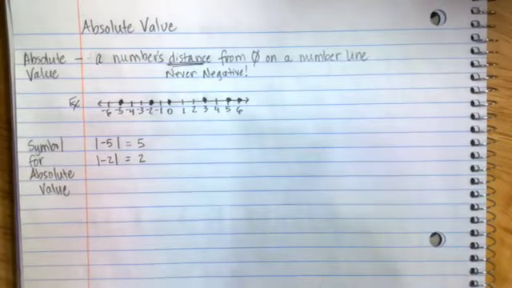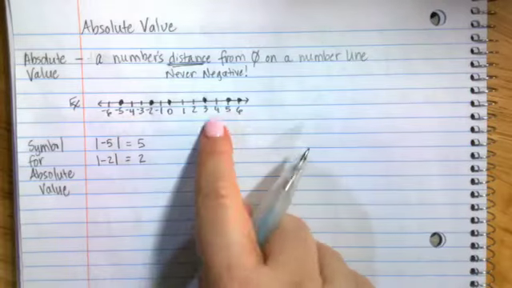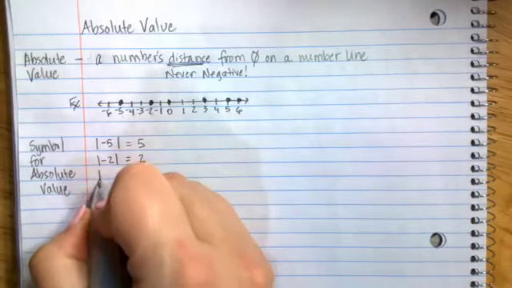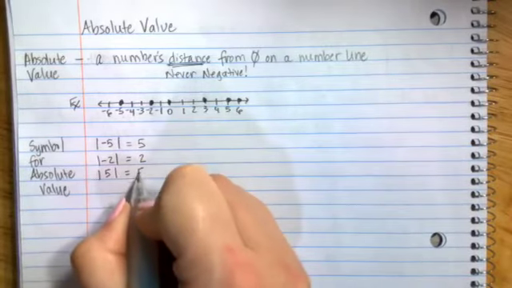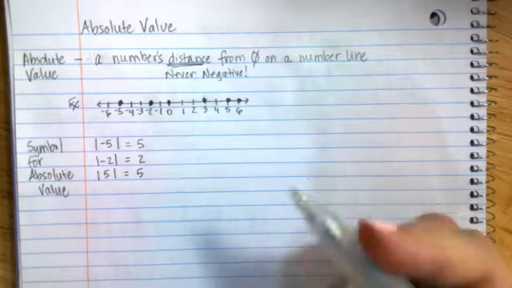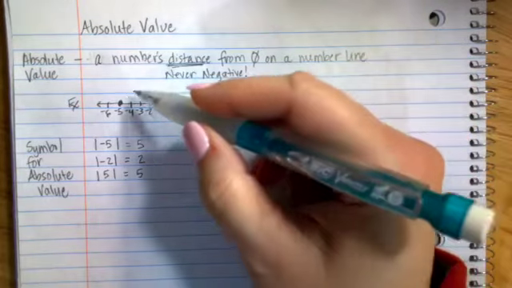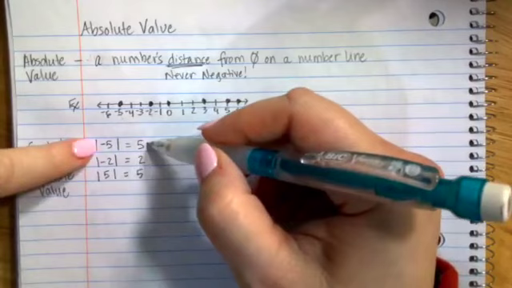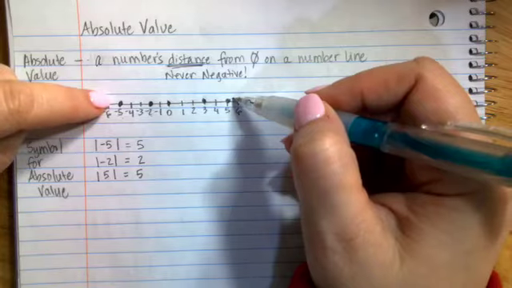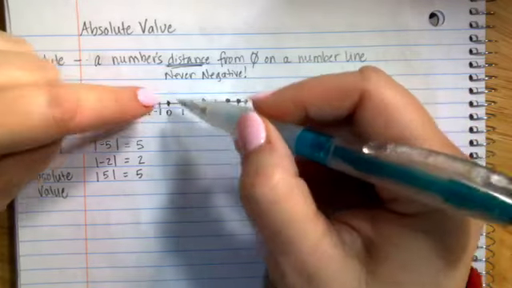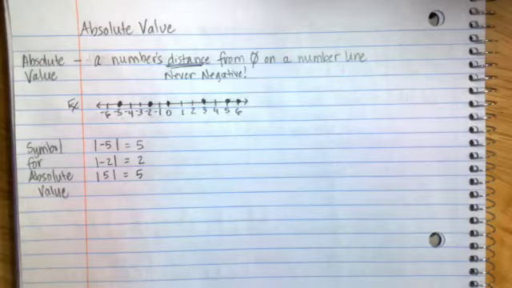Now, even if you look over here at the positive side, if we do the absolute value of 5, that is still 5. Notice 5 and -5 have the same absolute value because they are both the same distance from 0, just on other sides of the number line.